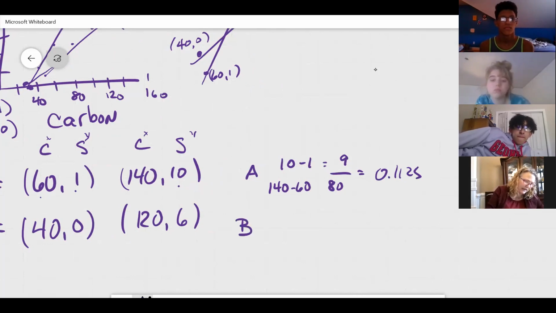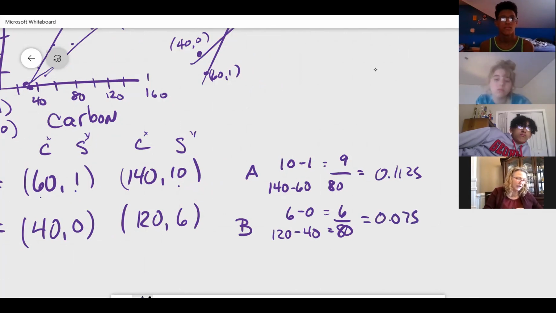Okay, I can do the same thing with B. B went from 6 to 0, which gives me a 6, and it went from 120 to 40, which gives me 80. So there's that slope right there. The slope of this line is going to be 0.075. Okay, so I have my two lines and I know what my slope is.